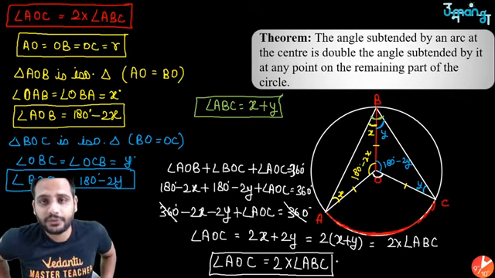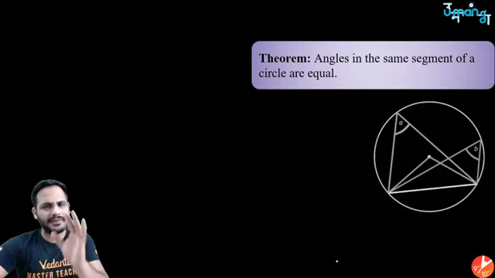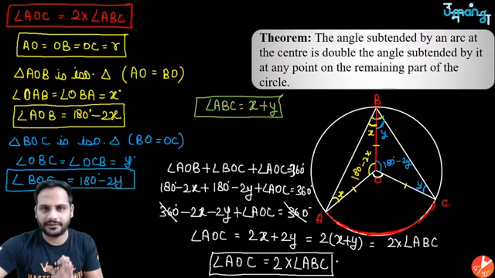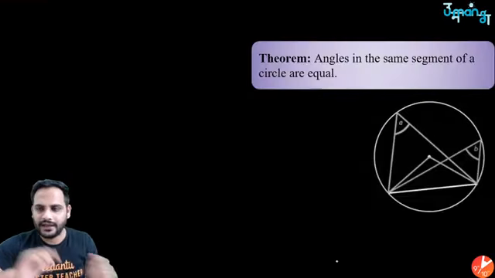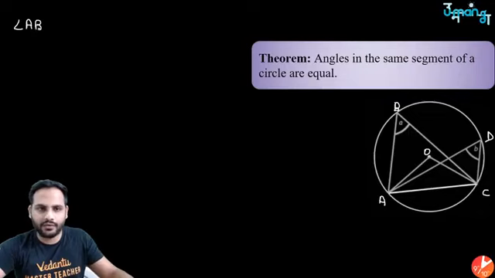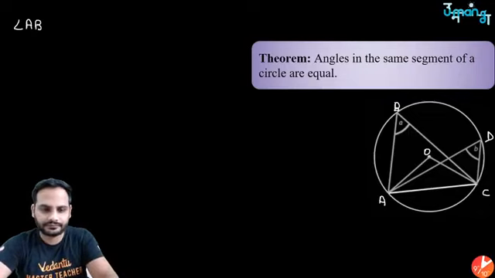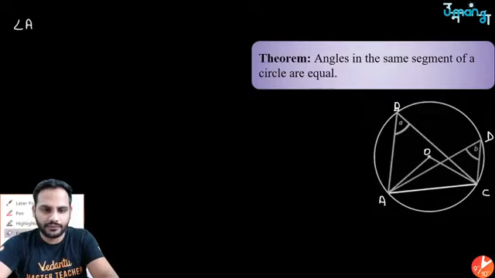Angles in the same segment of a circle are equal. Now this proof becomes very easy once we know this theorem. Let us say this is A, B, C, and let us say it is D, and this is your circle O. I know that angle AOC will be equal to what?